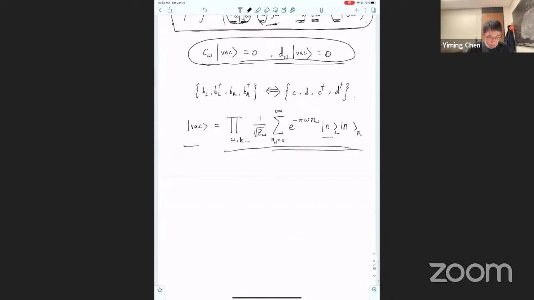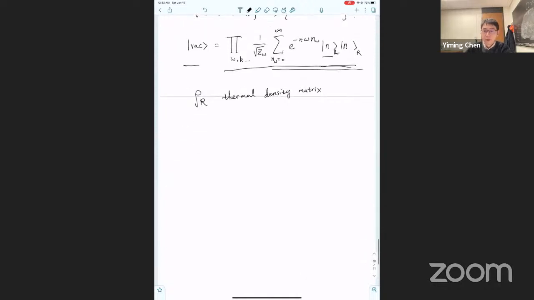So the final physical consequence is that the vacuum state looks like a thermofield double state if you express it in the Rindler modes. And if we, for example, trace out the left system, the reduced density matrix in the right system will be a thermal density matrix. That's another way of saying that the Minkowski vacuum as seen by a Rindler observer is thermal. Okay.